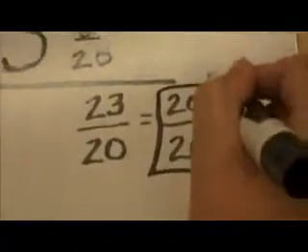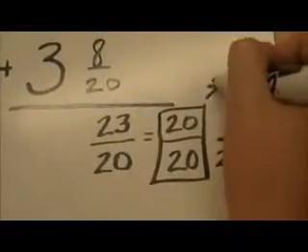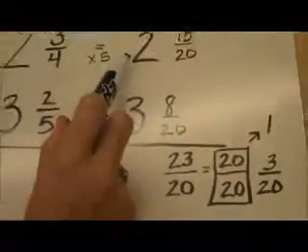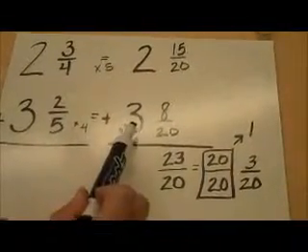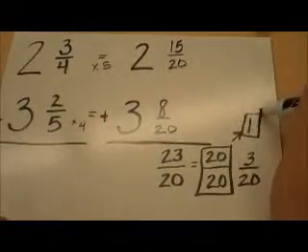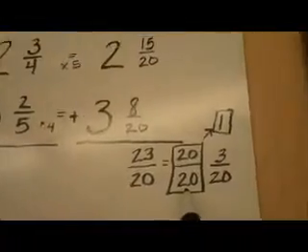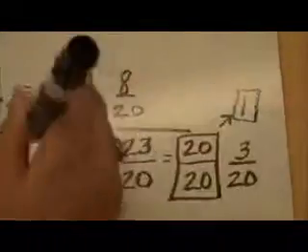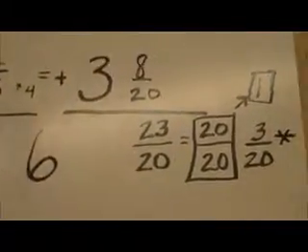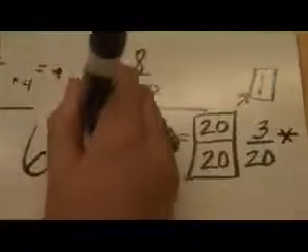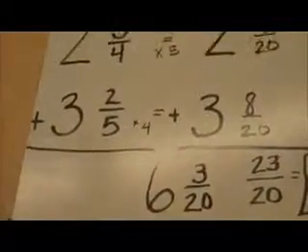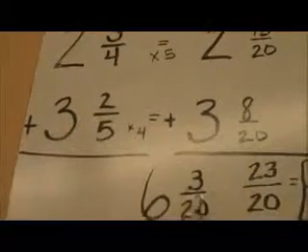20/20 is actually equal to what whole number? 1. So when we go back to our original problem and I have 2 wholes and 3 wholes, I'm going to add 3 plus 2, which is 5, but I have to also add this extra 1 whole from my improper fraction over here. So my whole number is going to be 6, and then what was left over with our fraction? 3/20. So 2 3/4 and 3 2/5 is going to give us 6 3/20.